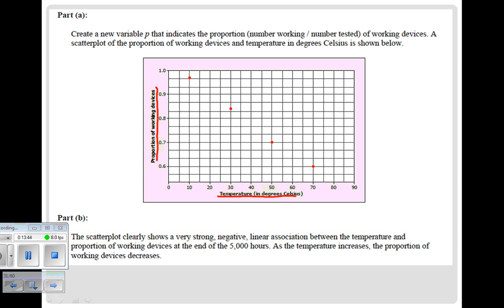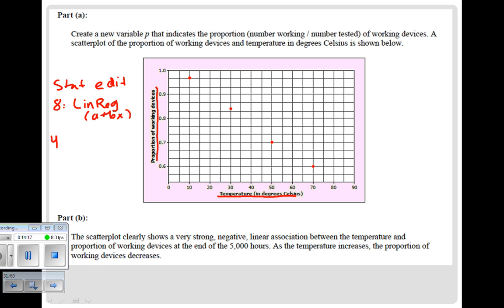So now that I have that in my list 1 and list 2, I'm going to go stat and go over to calc, and then go down to number 8, which is your linear regression, a plus bx, and hit enter. Since you put them in list 1 and list 2, you don't have to put anything behind it. If you put them into different lists, you're going to have to put those behind it.